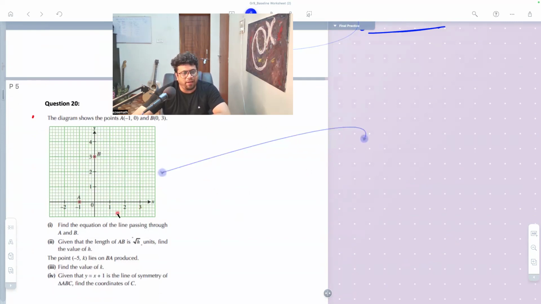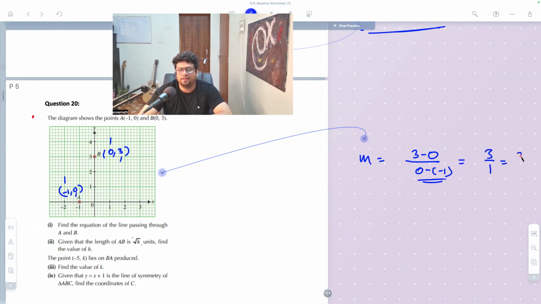Now let's look at question number 20. Find the equation of the line passing through A and B. Well, the coordinates of B, I can clearly see it's (0, 3). For A, it's (-1, 0). And the line passing through AB, m value is going to be 3 minus 0 divided by 0 minus of -1. y2 minus y1, x2 minus x1, 0 minus -1. Remember, that's a mistake everybody may do. 3 divided by 1. 3 is the gradient you get here.